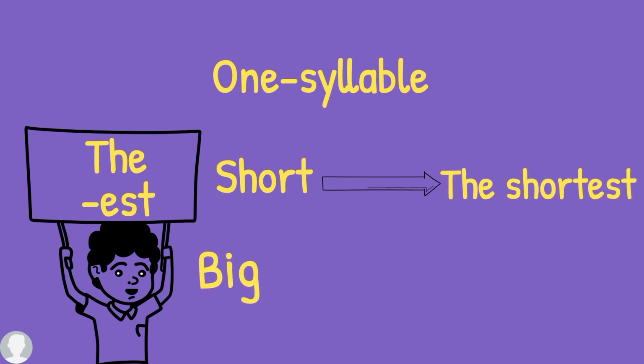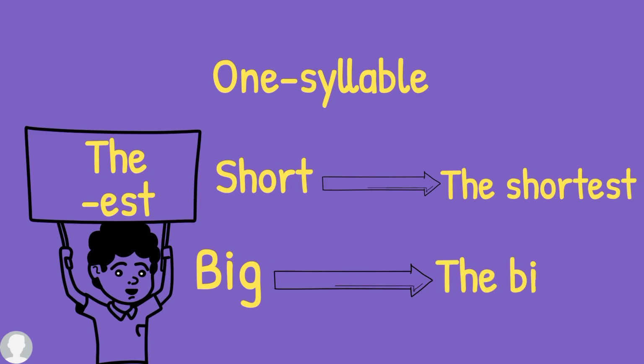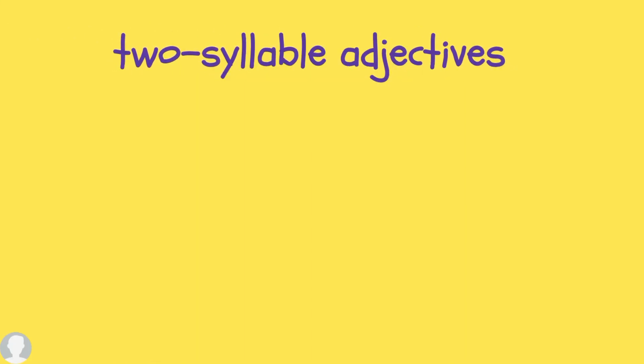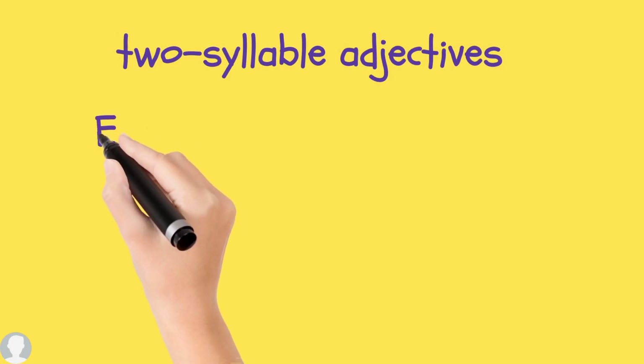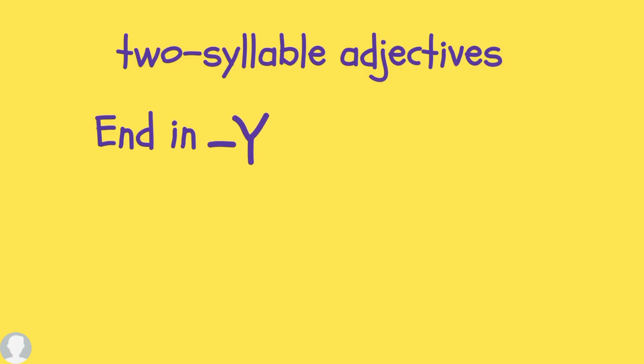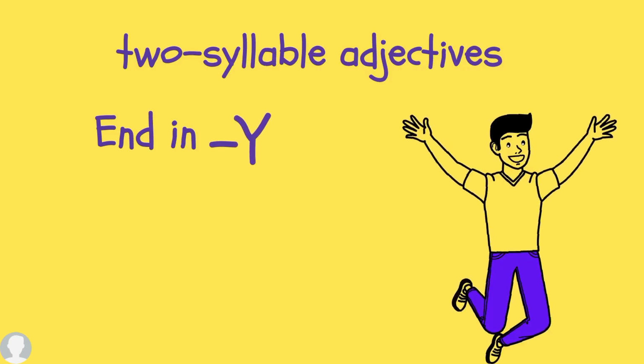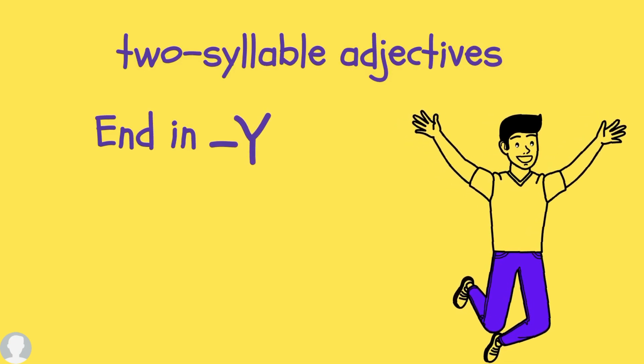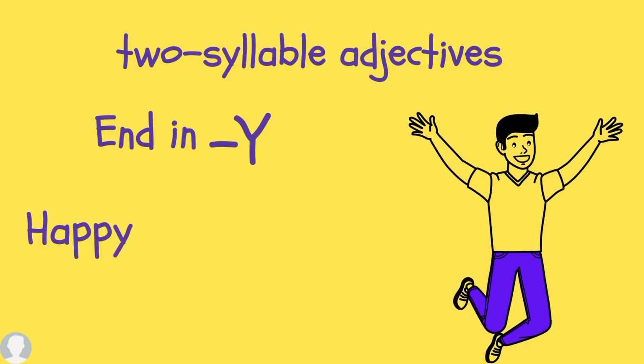As we said before, if the adjective is in a consonant, vowel, consonant pattern, we double the final consonant before adding -est. For example, big becomes the biggest. For two-syllable adjectives that end in Y, we change Y to I and add -est. For example, happy becomes the happiest.